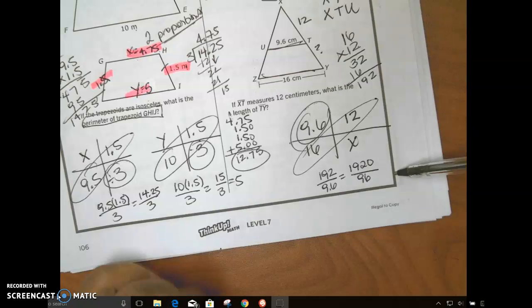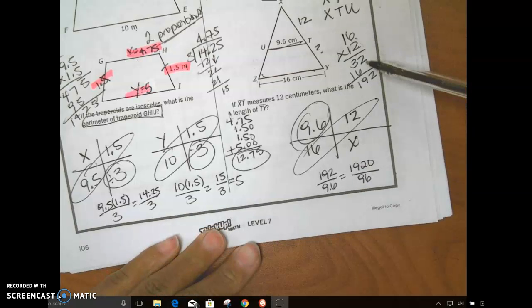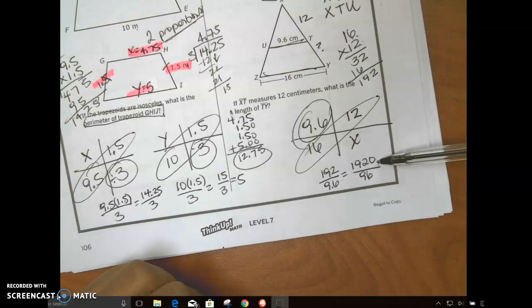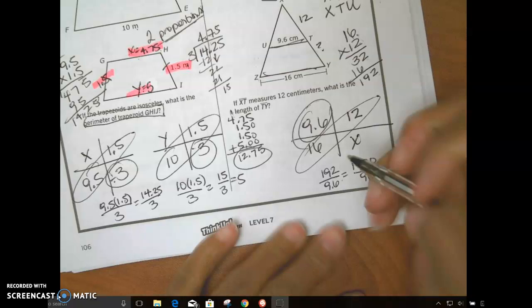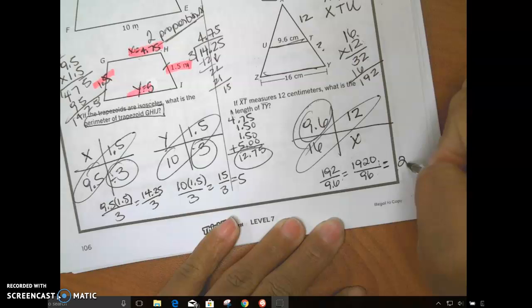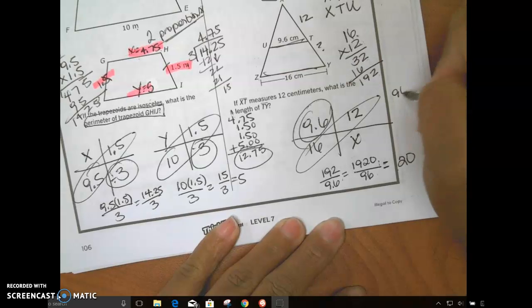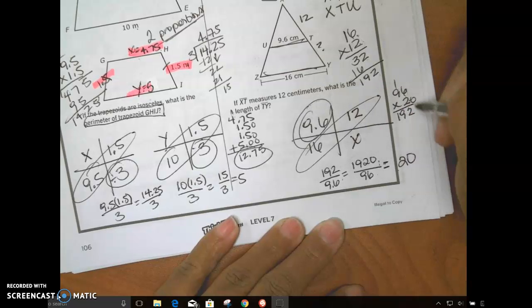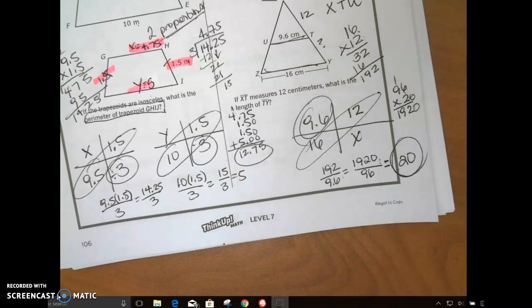Okay, I had to fast forward a little bit. 12 times 16 is 192, and then divide 192 by 9.6. I move over 1 decimal place in each number, so I have 1920 divided by 96. That will equal 20, because 96 times 2 is 192, and then I need to add a 0 and a 0. Bam, done.